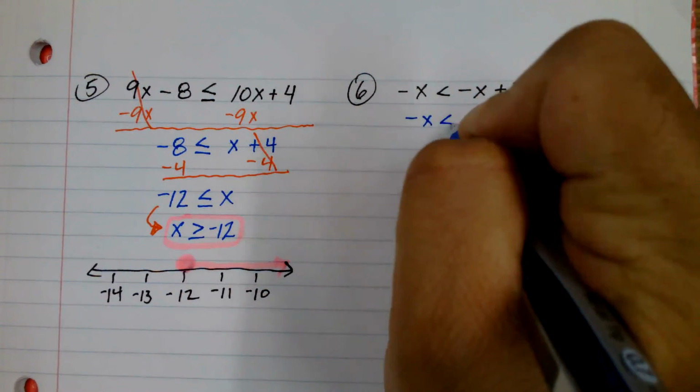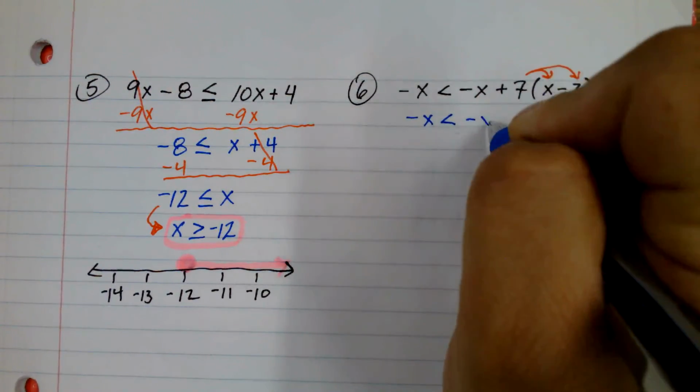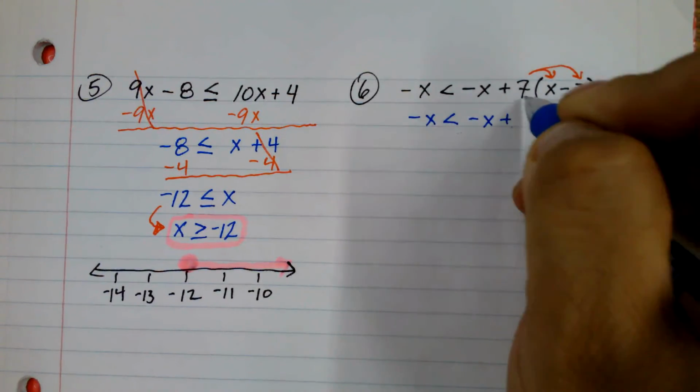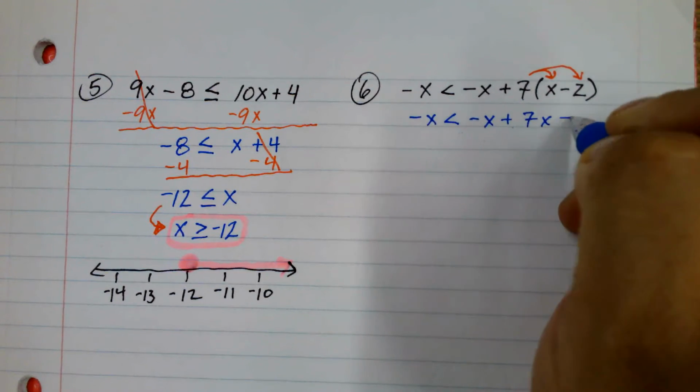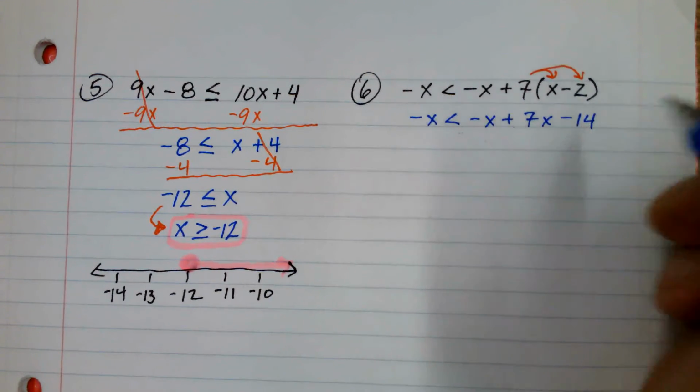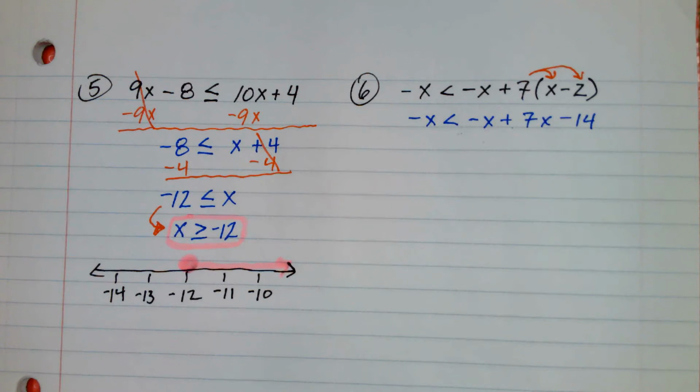Everything else stays the same. Negative x is less than negative x plus 7 times x is 7x. 7 times negative 2 is negative 14. Okay, so far so good. Okay, so now what do we do after that? Combine. Okay, excellent. It's still the same game plan, guys. Distribute, combine, then deal with variables on both sides.